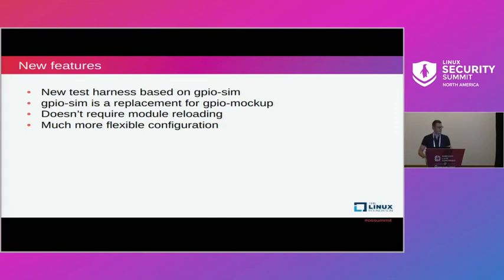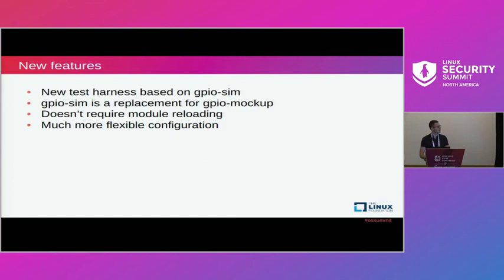Libgpiod v1 uses the kernel module called GPIO mockup for testing. It exports simulated GPIO chips, except that this module has been around for years, and it requires users to unload the module and reload it again in order to change any configuration. When you want to run lots of tests with different chip configurations, we need to unload and reload it all the time, and it also had a very limited set of configuration options that would be passed by kernel module parameters.